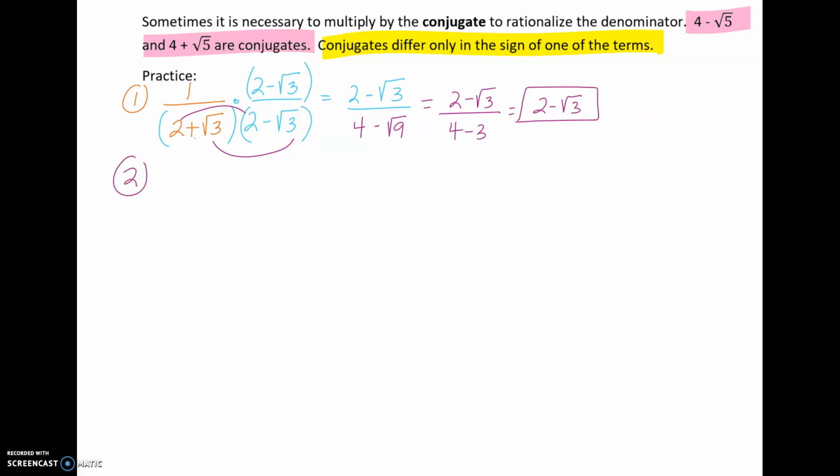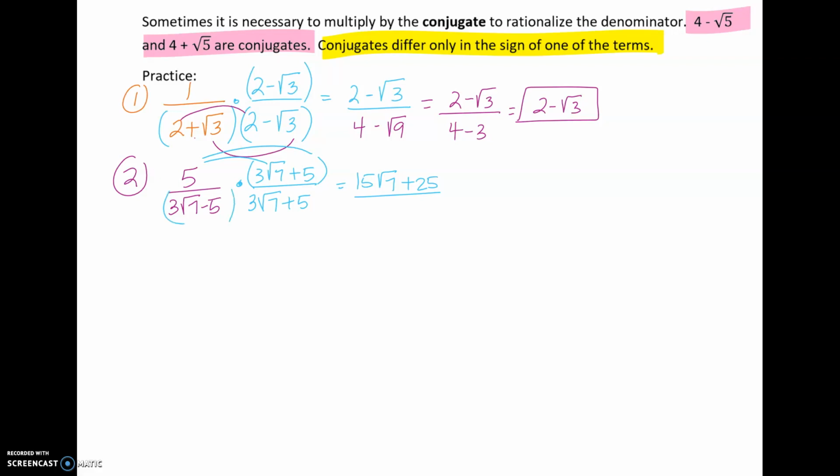Number 2, 5 divided by 3 times the square root of 7 minus 5. Okay, again, I need the conjugate. The conjugate is 3 times the square root of 7 plus 5. The only thing that I change for a conjugate is the operation. All right, in the numerator, I have to distribute the 5 to both. So I get 5 times 3 is 15, square root of 7. 5 times 5 is 25.